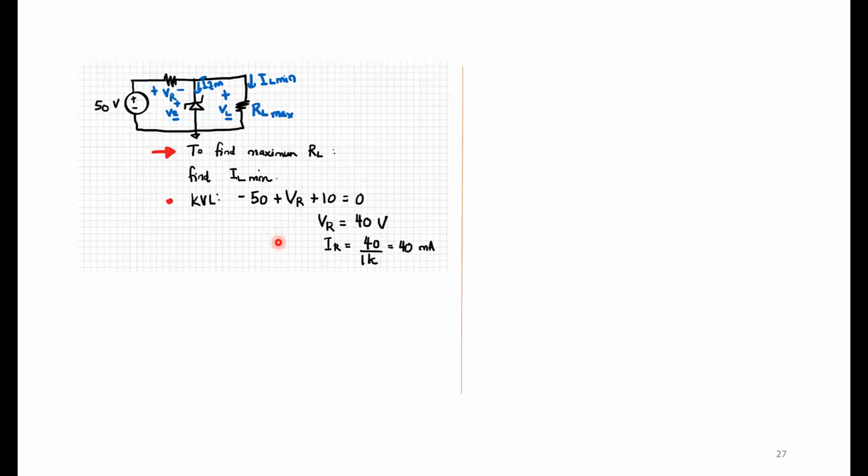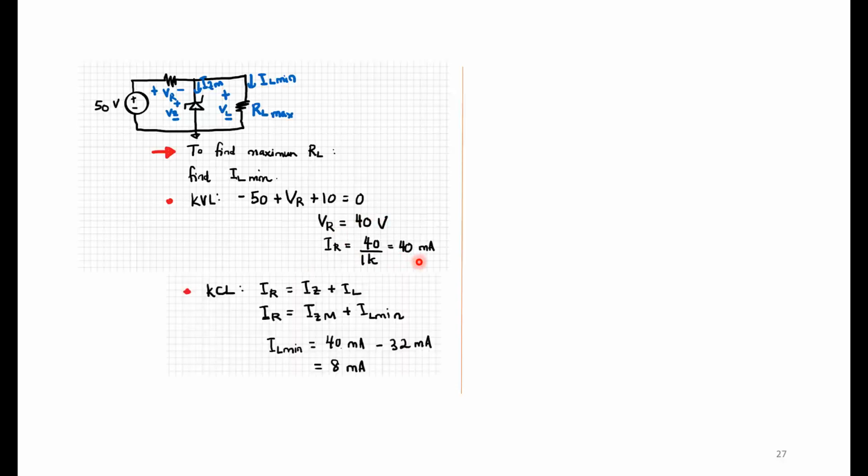the maximum RL, and maximum RL will occur when IL is minimum. Okay, so to find the IL minimum, first we need to find IR here, because just now we said the current at the IR at this point here will branch out to IZ and IL. Okay, IR is fixed once this diode turns on, because when we do KVL, we'll find VR. The voltage supply is fixed at 50. The Zener diode locks at 10 volts. So VR is going to be a fixed value of 40 volts, and using Ohm's law, we find IR to be equals to 40 milliamp.